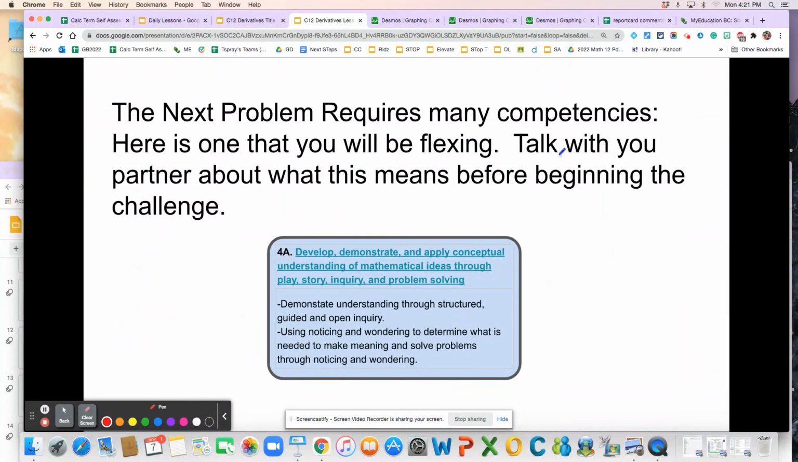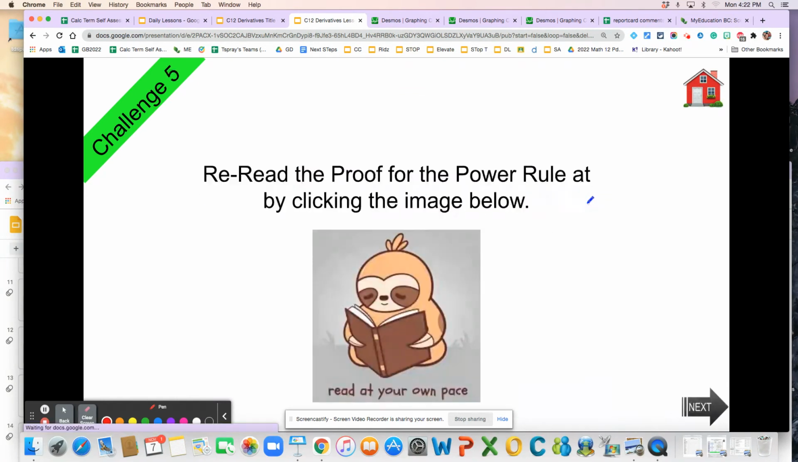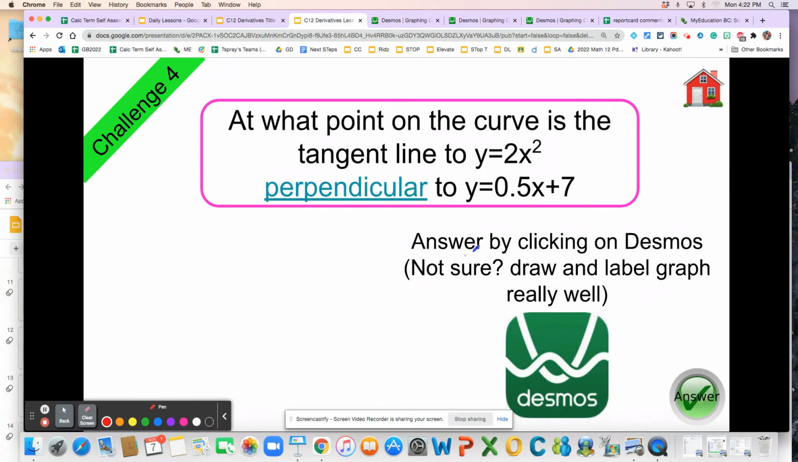So the next problem requires many competencies. Here's one that you might be flexing: develop, demonstrate, and apply conceptual understanding of mathematical ideas through problem solving and inquiry, because I'm going to just hope that you do your best on this. So at what point on the curve is this thing perpendicular to that? This is a tricky question.